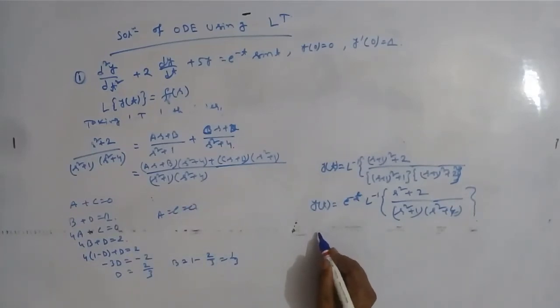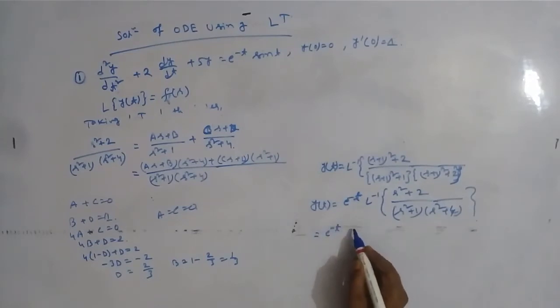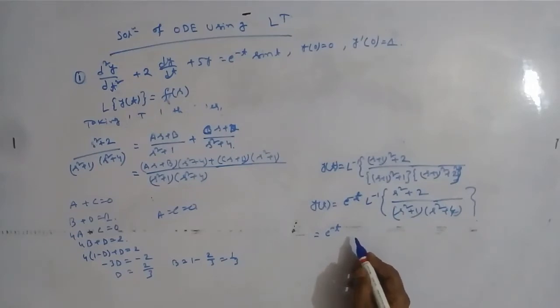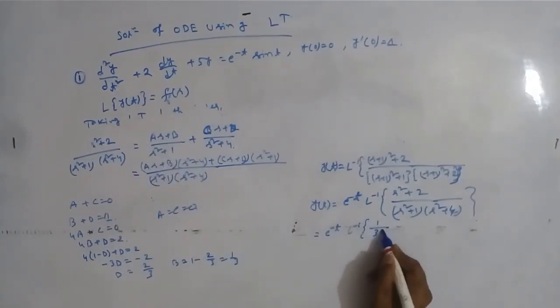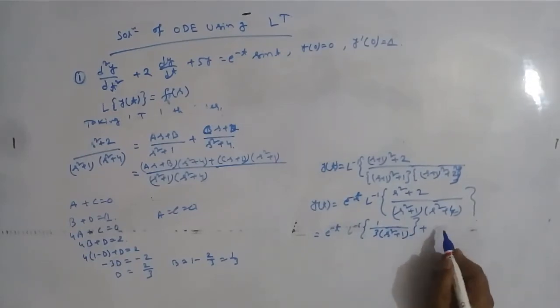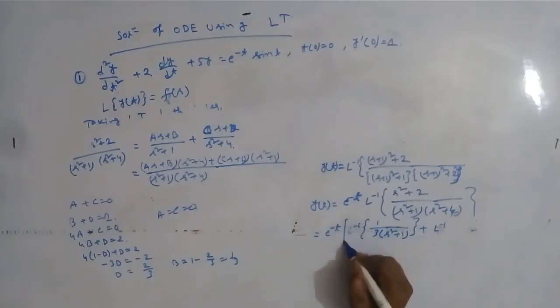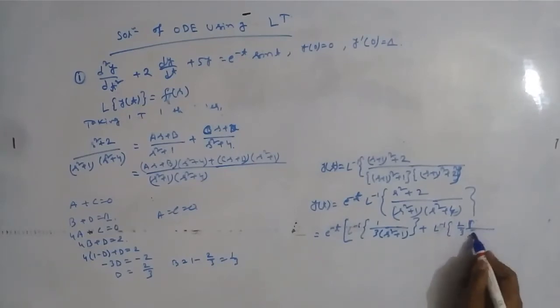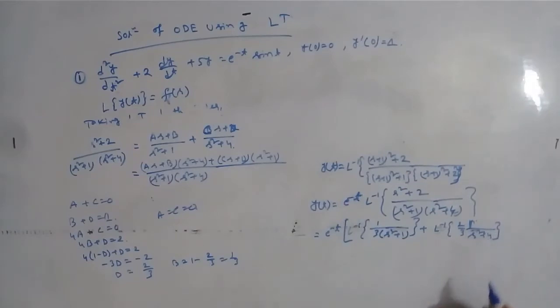So we can write here e to the power minus t, after performing the method of partial fraction. Since a and c are 0, b equal to 1 by 3, therefore L inverse of 1 by 3 into 1 by s square plus 1, plus L inverse of d, which is 2 by 3, into 1 by s square plus 4.